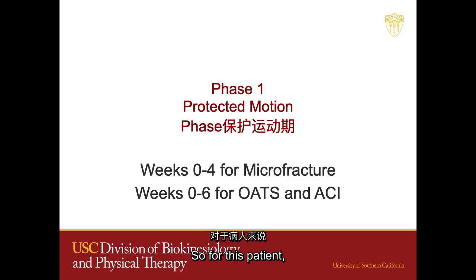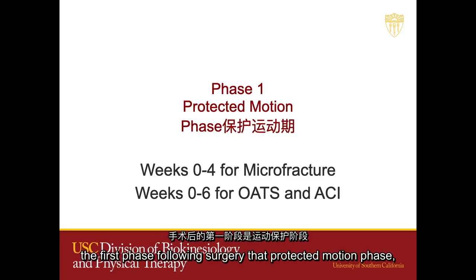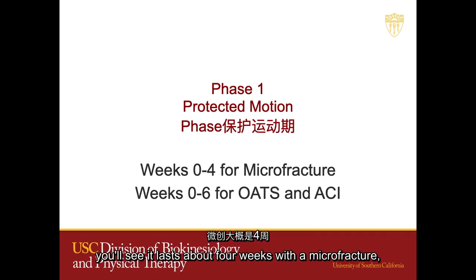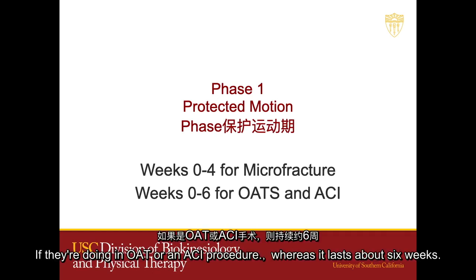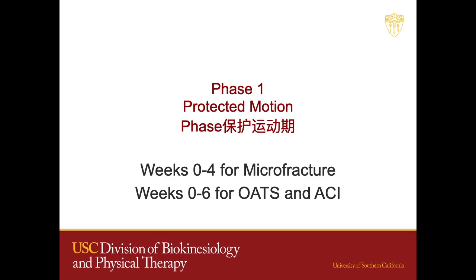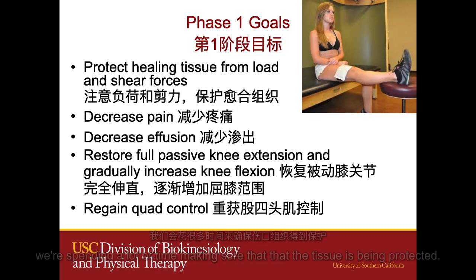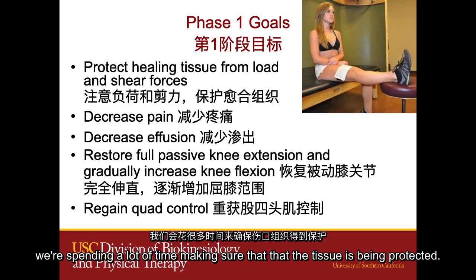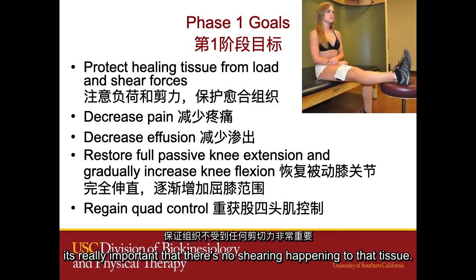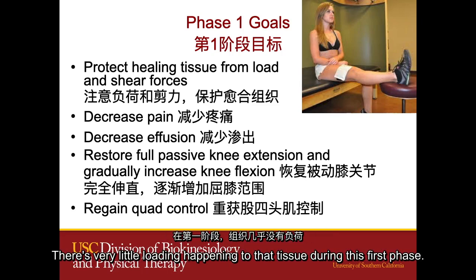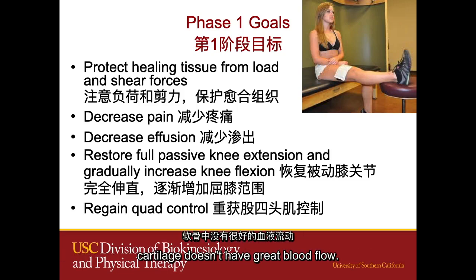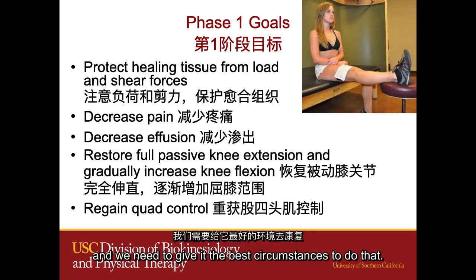So for this patient, the first phase following surgery, the protected motion phase, you'll see it lasts about 4 weeks with a microfracture, whereas it lasts about 6 weeks if they're doing an OATS or an ACI procedure. During this time, we're spending a lot of time making sure that the tissue is being protected. It's really important that there's no shearing happening to that tissue. There's very little loading happening to that tissue during this first phase because, again, remember, cartilage doesn't have great blood flow.